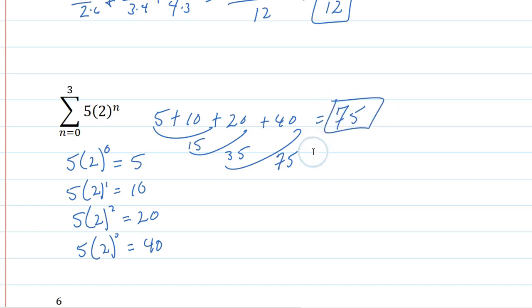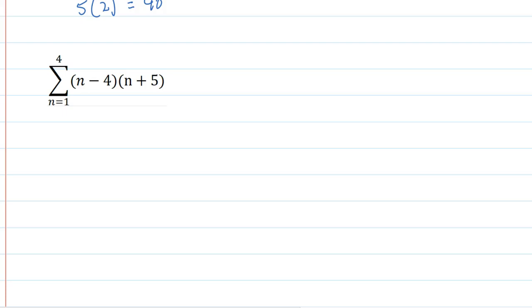So really these are pretty easy. All right, here's another one. Looks difficult, but again, these are pretty easy, not that difficult, just substitute them in. N minus 4 means n is equal to 1. 1 minus 4 times 1 plus 5. That gives you negative 3 times 6, which is equal to negative 18.